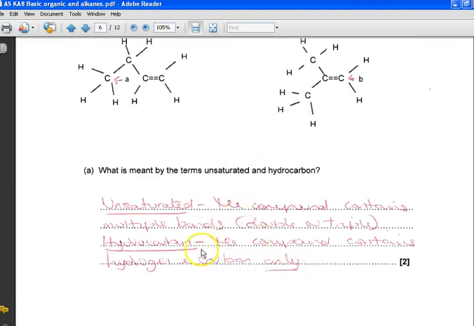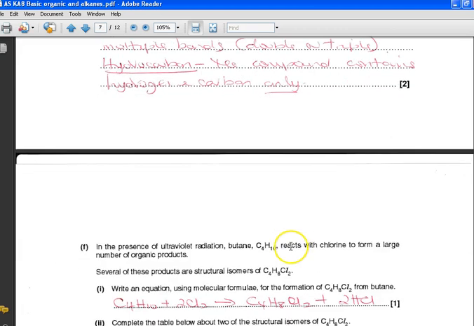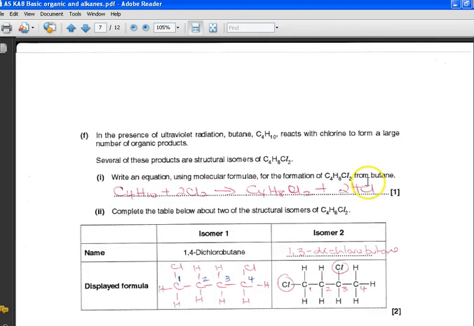Okay, definition, unsaturated hydrocarbon. Obviously, this is the opposite to saturated. It contains multiple bonds, either double or triple. That should actually say between carbons, yeah? And then hydrocarbon, we know what that is.